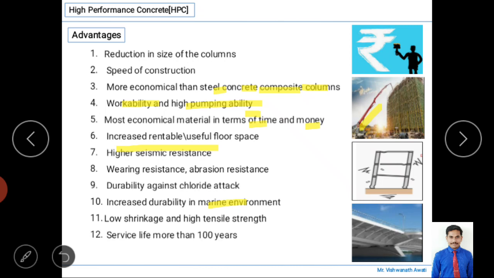Next, service life of more than 100 years. As I told, if you compare normal concrete and high performance concrete, even though the initial cost of high performance concrete is high, in the long term maintenance is less, and it will stay in good condition for a long term, up to 100 years, even more than 100 years. Reduced maintenance cost. It has a reduced maintenance cost.